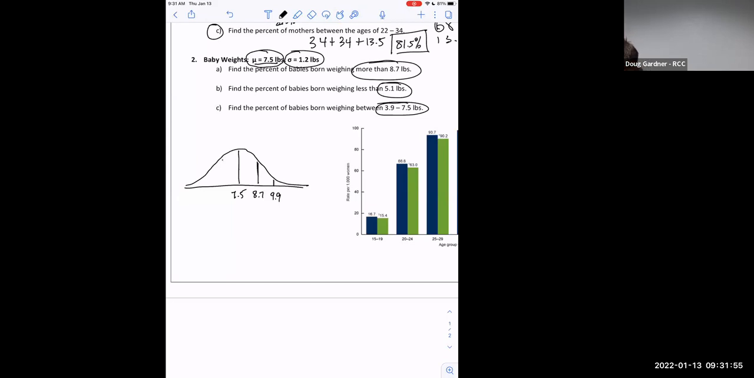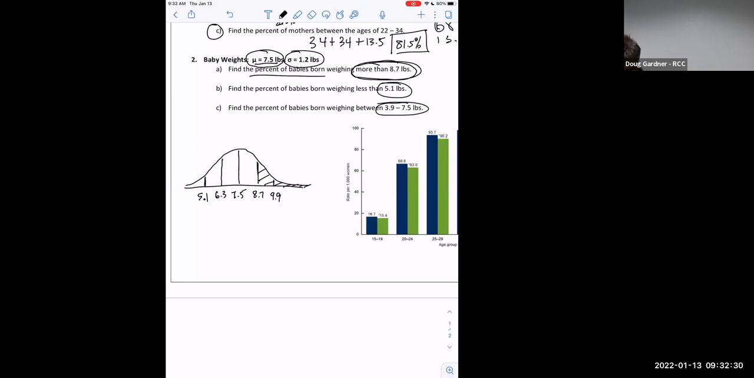Now if I go below it and do the same thing, if I go down 1.2 from 7.5, that gets me at 6.3. And if I go down another 1.2, that gets me down at 5.1. So I have plus or minus 1 and 2 standard deviations labeled. Doesn't that give me the ability to answer this first question? What percent of babies are born more than 8.7? Wouldn't that be from here on?